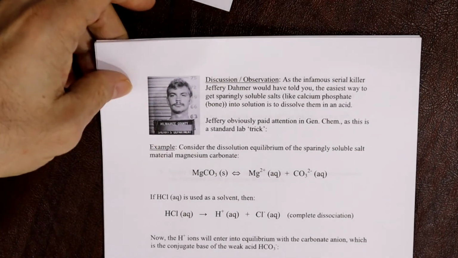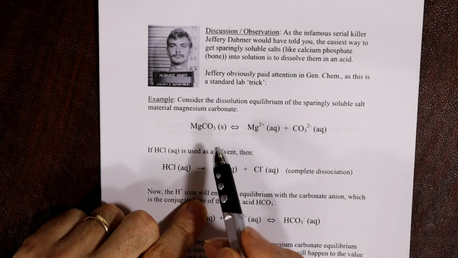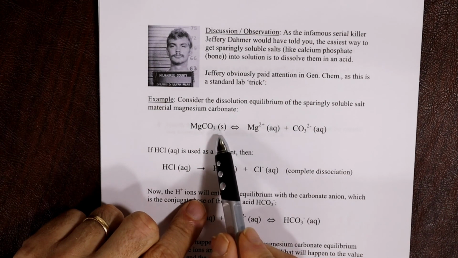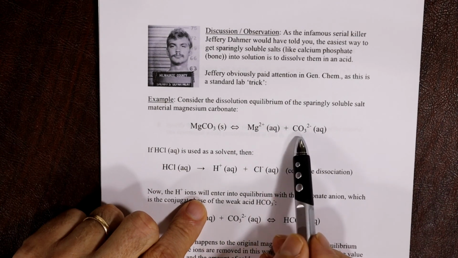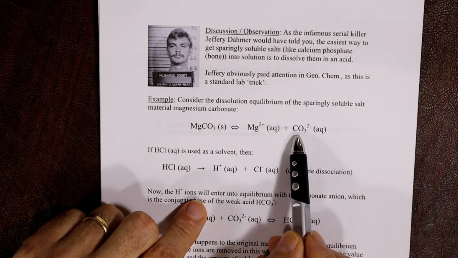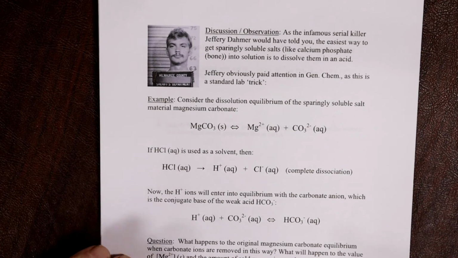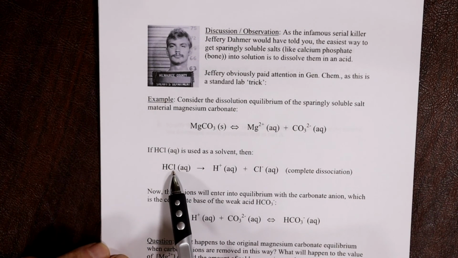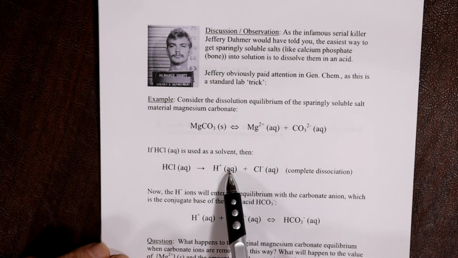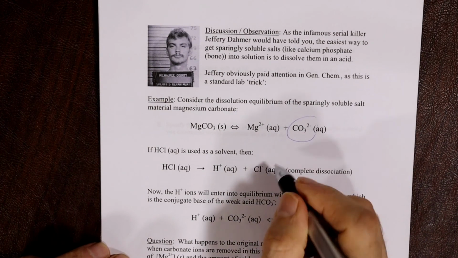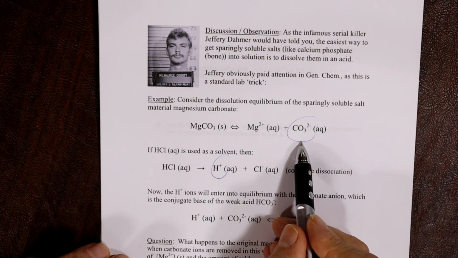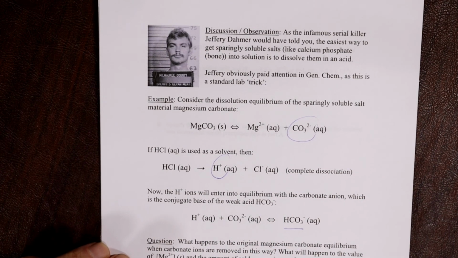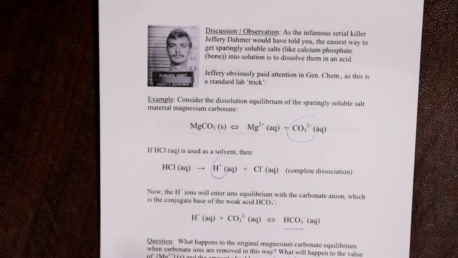Okay. So consider this equilibrium, right? There's a sparingly soluble material that could be calcium phosphate, bone, right? Same idea. And it's in equilibrium with its solvated ions in very small amounts. It's a solubility product situation. However, let's say now we use HCl as a solvent, right? It completely breaks apart, right? But then H plus will react with one of the products from dissolution to make HCO3 minus, right? So it's a bit like a buffer. It's actually going to remove stuff from solution.